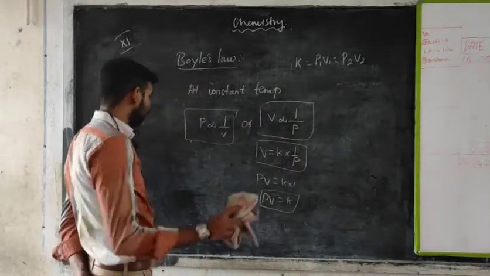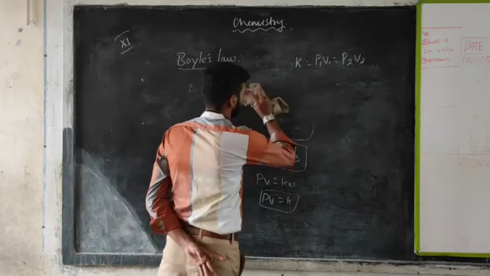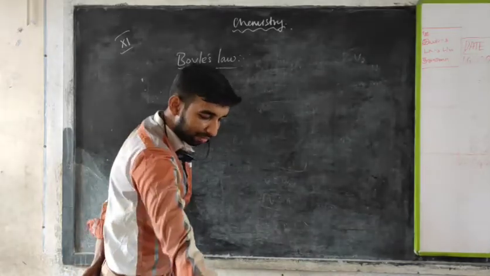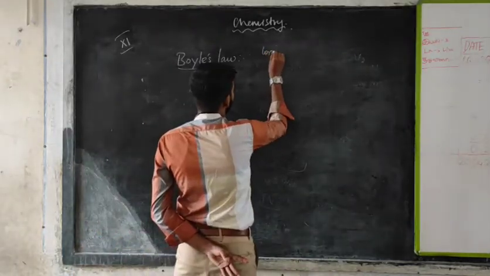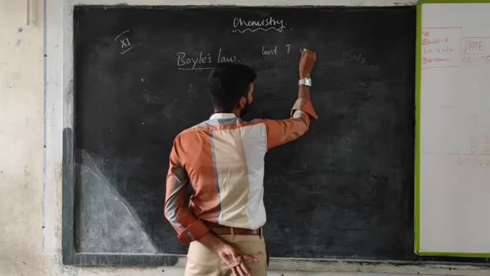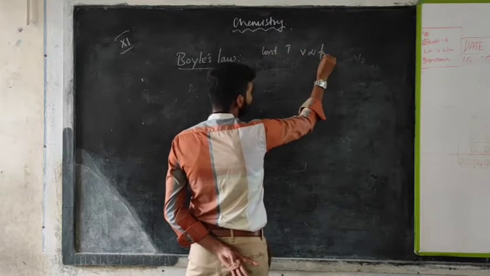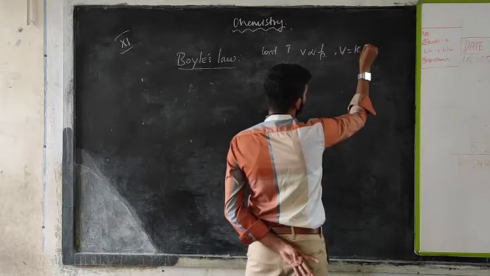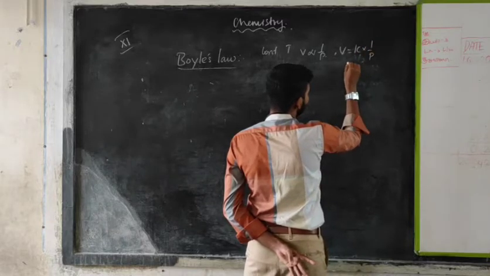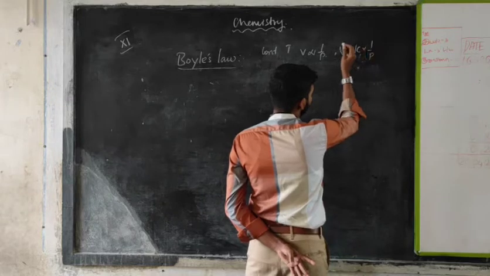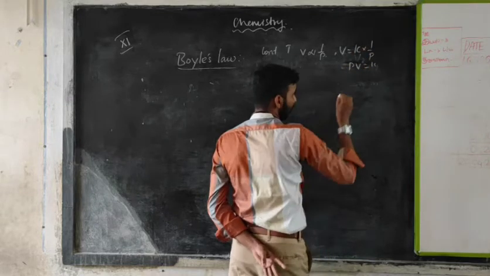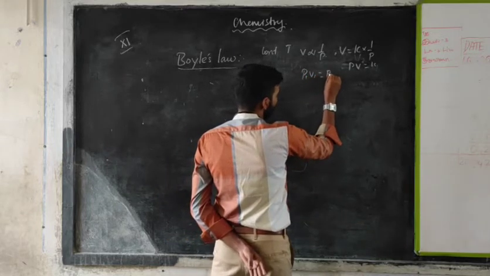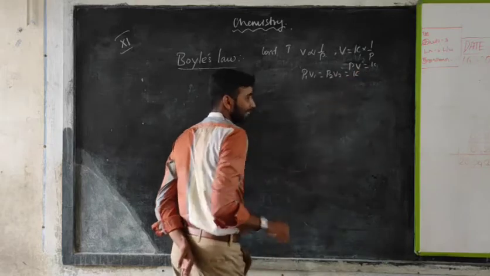Let's take the consequence of Boyle's law. Boyle's law is at constant temperature: the volume of a gas is inversely proportional to its pressure. So V is proportional to 1 by P, which gives PV equal to K. If I have more than one gas, the formula will be P1 V1 equal to P2 V2. This is nothing but the Boyle's law equation.